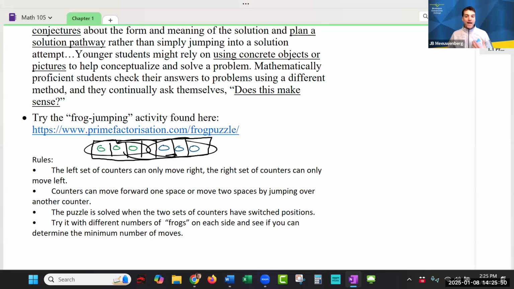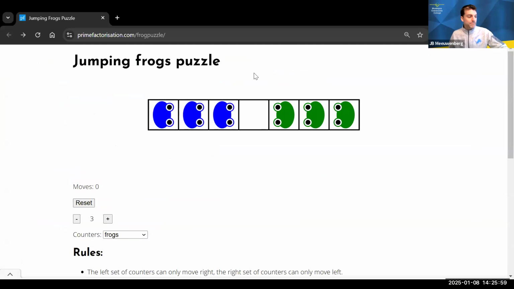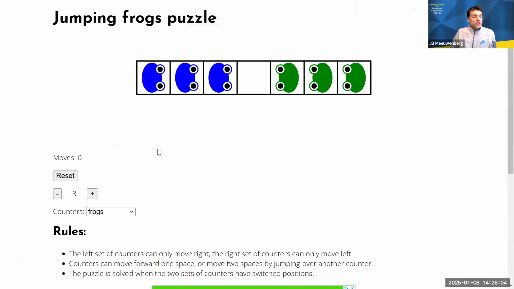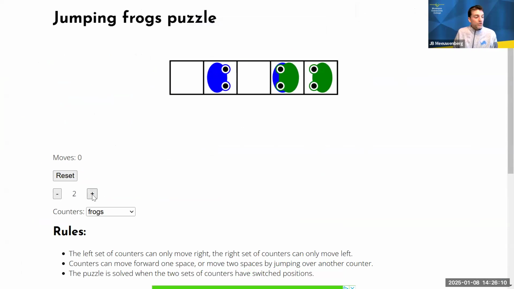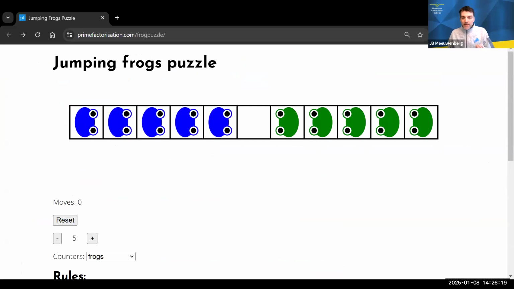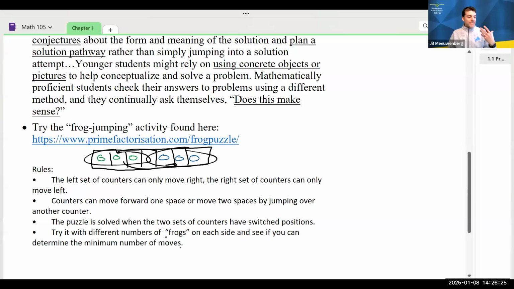And you'll see that if you go to that site. Let me show you what it looks like directly on the site. It looks like this. They actually look like frogs. And so you can change the number of frogs in the puzzle if you just want to see it with 1 frog on either side, or 2 or 3, or you can even go 4 or 5. And what I would like you to do as you try this is try it with a different number of frogs on each side. See if you can determine the minimum number of moves that it takes to do that.